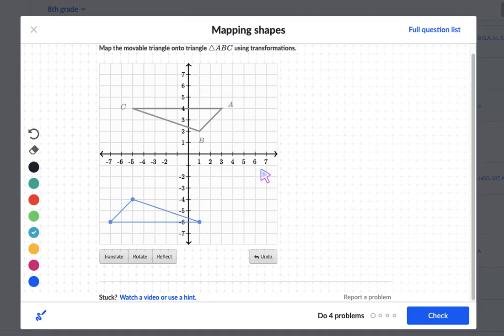Up until this point, you've only done each of these separately, but not together. Okay? So pause the video and try and see what steps we can make to map triangle ABC onto the other.